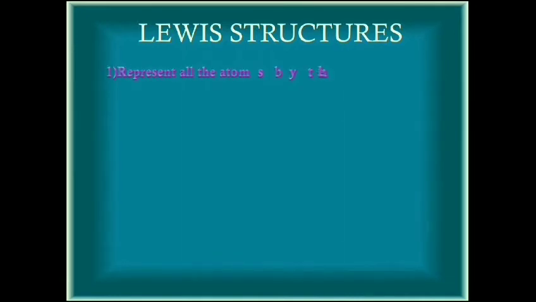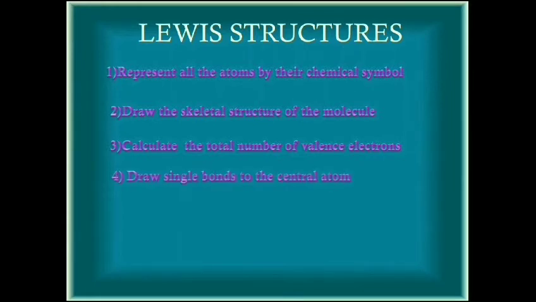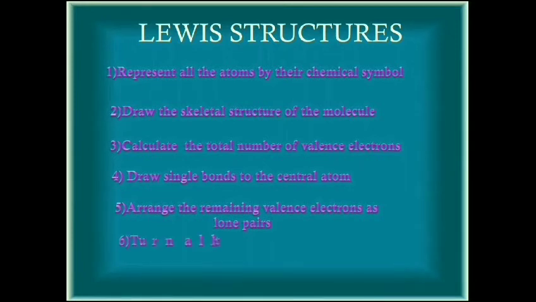Step number 1. Represent all the atoms by their chemical symbol. Step 2. Draw the skeletal structure of the molecule. Step 3. Calculate the total number of valence electrons. Step number 4. Draw single bonds to the central atom. Step 5. Arrange the remaining valence electrons as lone pairs. Step 6. Turn all the lone pairs into single or double bonds to satisfy the octet rule.